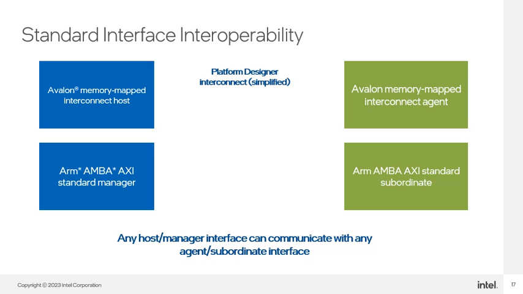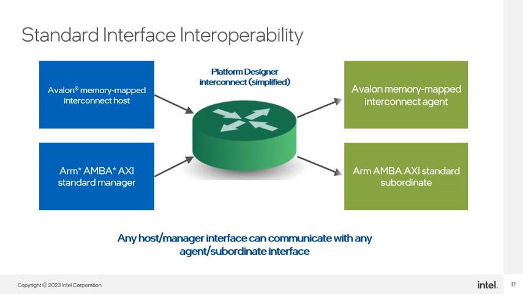As mentioned, standard interface use in Platform Designer supports interoperability through bridges and adapters in the interconnect. With Platform Designer, your system can be all Avalon interfaces or all ARM AMBA AXI interfaces, but this is not required. You can have a mix of supported interface types, and Platform Designer will manage the communication between them. In the example shown here, an Avalon host and an ARM AMBA AXI manager communicate with an Avalon agent and an ARM AMBA AXI subordinate through the Platform Designer interconnect.